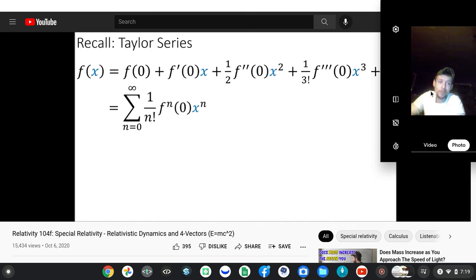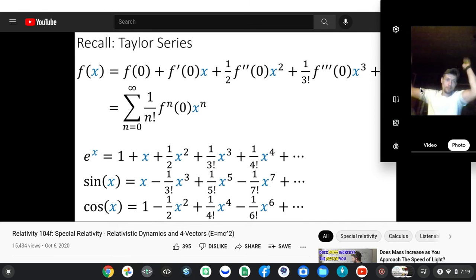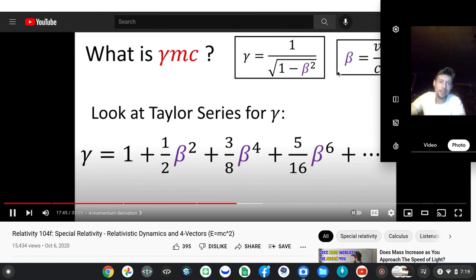You might already be familiar with the Taylor series of e to the x, sine of x, and cosine of x. It turns out that the Taylor series for gamma as a polynomial in beta looks like this.